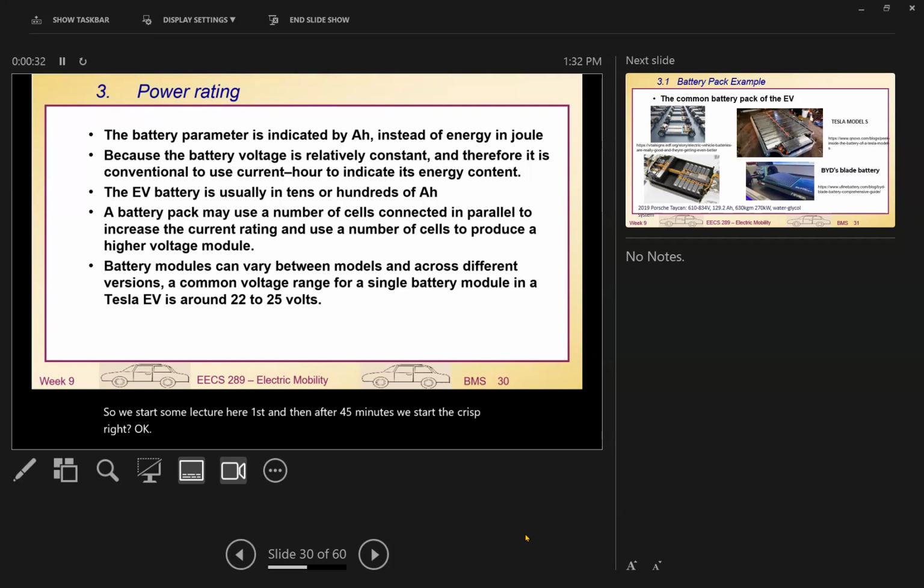So now, 2 days ago, we have been talking about the power weighting. I just go through really briefly about that. All the batteries are connected with the AH and also its voltage. So that's why we can use them to calculate the power weighting or WH for the battery.